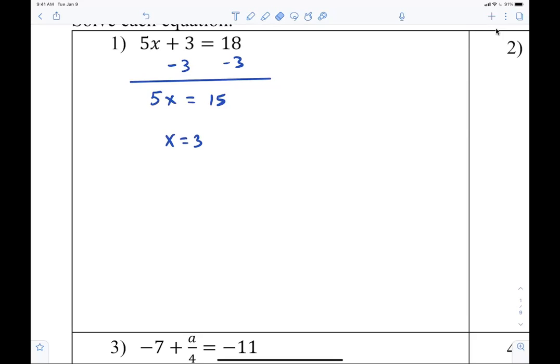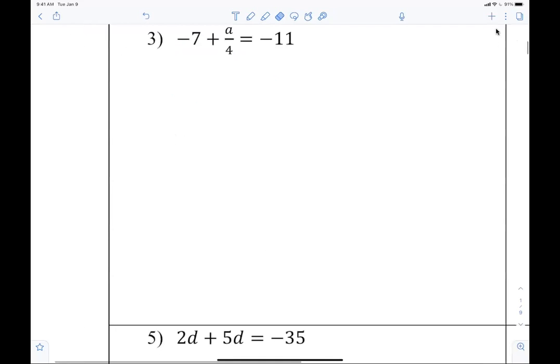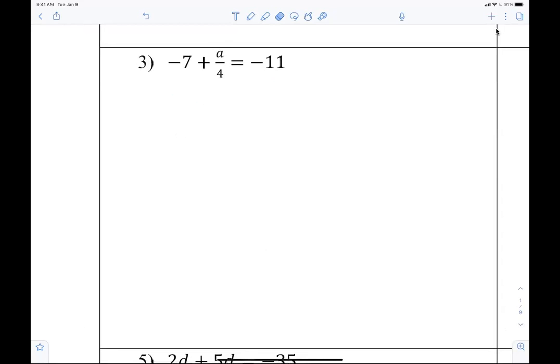All right, not bad. Obviously, it's going to get a little bit harder as we go down the page. So here we go. Now, I want to get rid of the -7. So to get rid of the -7, I'm going to do what? Add 7. And now I have a over 4 equals what? -4. Anybody have any issues? And then to get rid of division, we do what? Multiply. So now you can just say a equals what? -16. That is perfect. a equals -16.